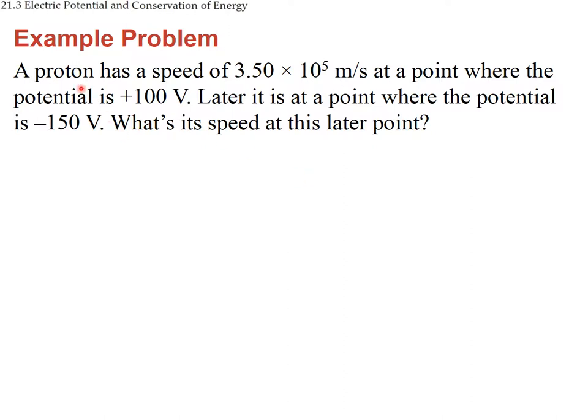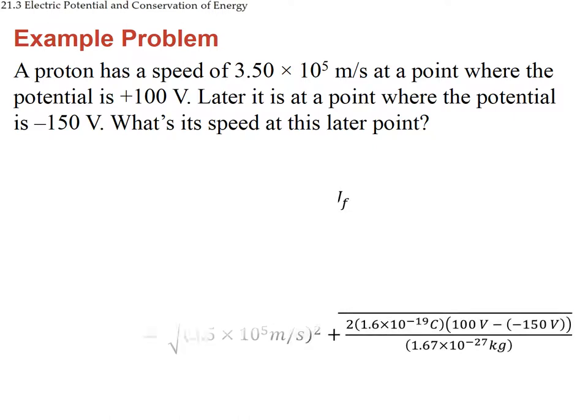Another problem: a proton has a speed of 3.5 times 10 to the fifth meters per second at a point where the potential is 100 volts. Later, it is at a point where the potential is minus 150 volts. What is its speed at this later point? Well, conservation of energy. We know the initial and the final potential, we know the initial velocity, and we know the mass because it's a proton. So it's just a matter of solving for the final velocity from the final kinetic energy.